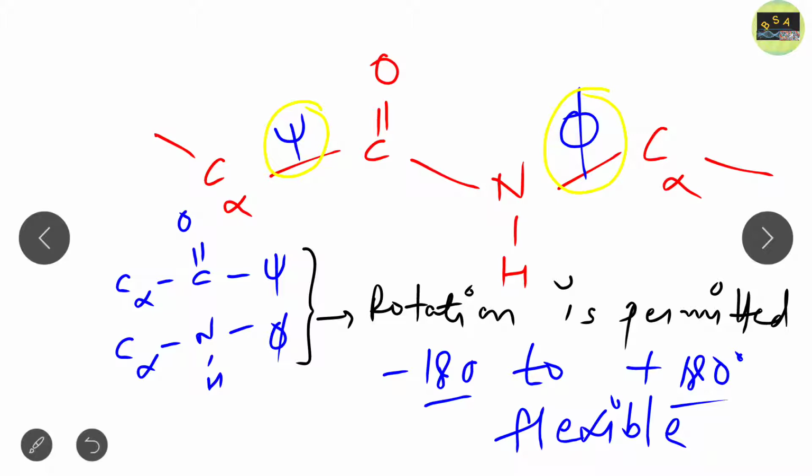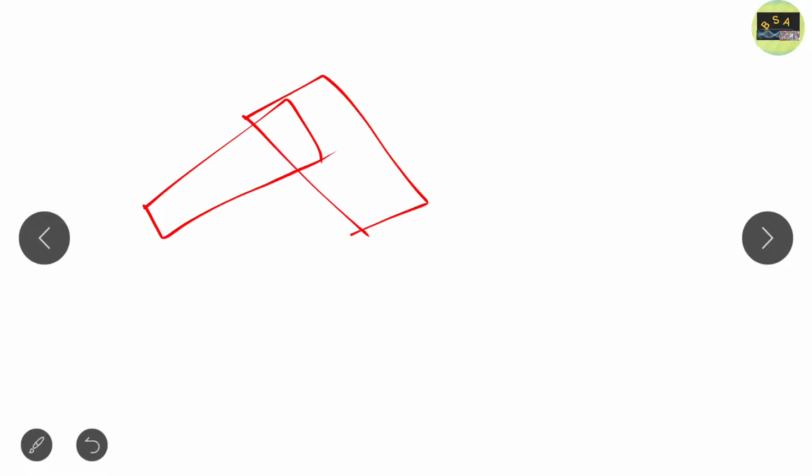Okay, these are described as torsion. Clear? So what is this torsion or dihedral angle? The torsion or dihedral angle can be described as the angle between two planes. So this is the torsional angle, or you can say this is a dihedral angle.